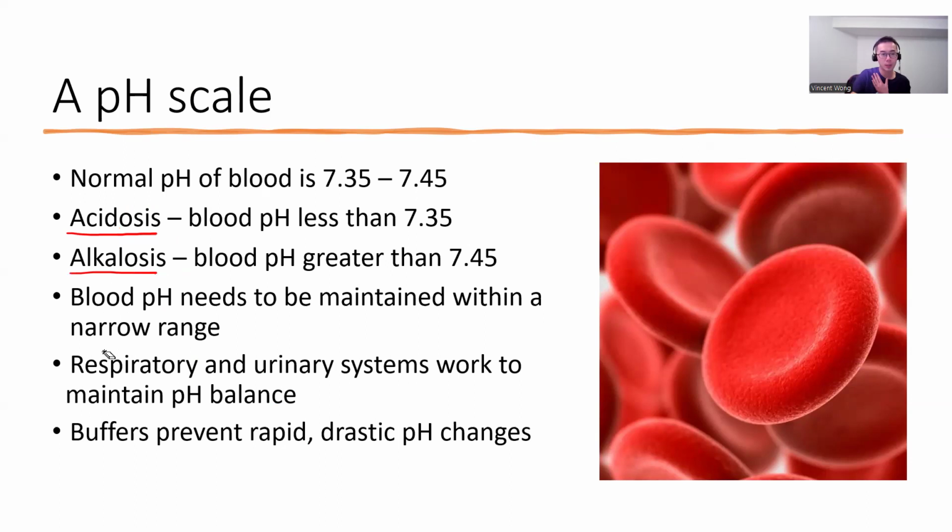Your respiratory system and your urinary system actually help maintain homeostasis for your blood pH. They try to keep it within this narrow range. And you also have things called buffers in the blood that help prevent drastic changes in pH. You don't have to memorize any of these things. You will learn about it when we do the second semester materials. But pH is another important aspect.